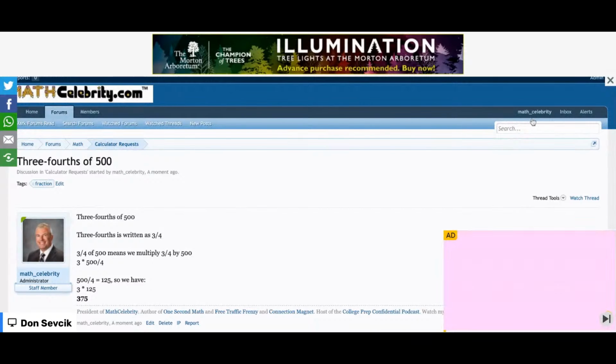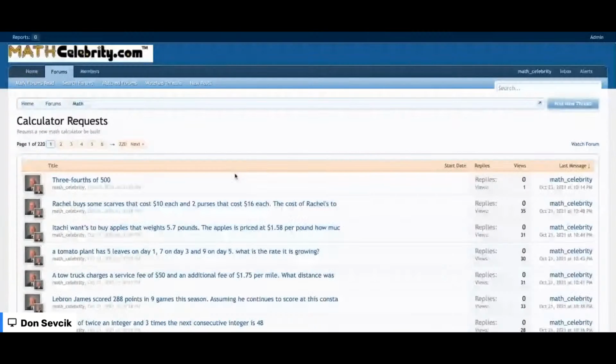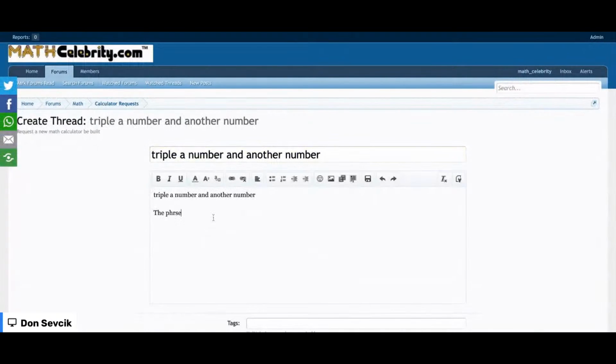Triple a number and another number. All right. The phrase a number means an arbitrary variable. Let's call it x. The phrase another number means another arbitrary variable. Let's call it y. So the key here is we've done these problems before. You can pick any variable you want, pretty much A through Z, except the reserved variables, which are E and I. But whatever you pick for another number cannot be this number. It's got to be something different. Okay, so triple a number means we multiply x by 3.